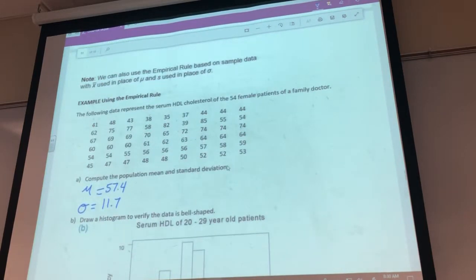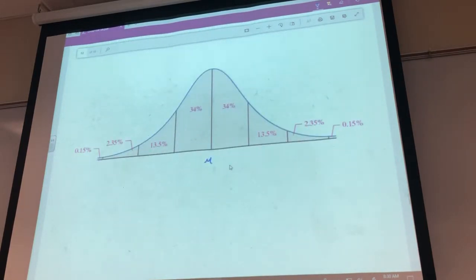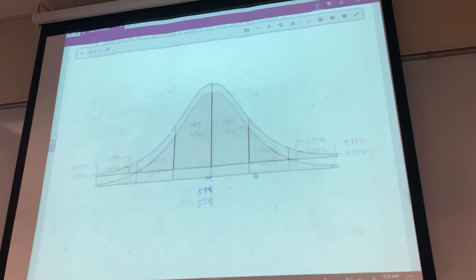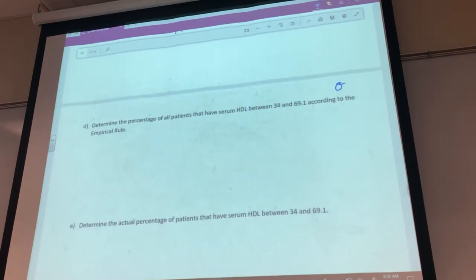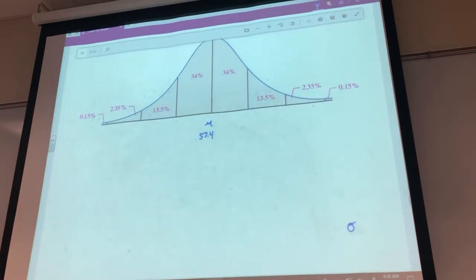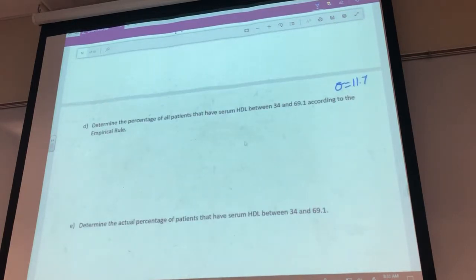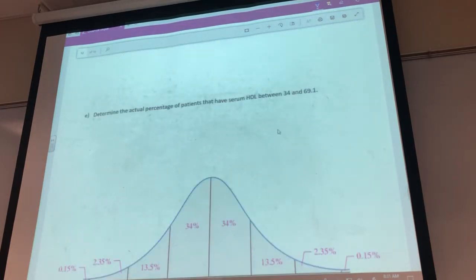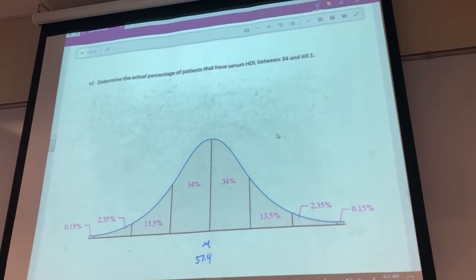So mu for us is 57.4. What was my sigma? Maybe I need to write it down here. Okay, so there's my 57.4. I'm worried about 34 and 69.1. I think maybe these numbers are off by a little bit because I think they used the wrong number. I got to figure out where 34 is on here.